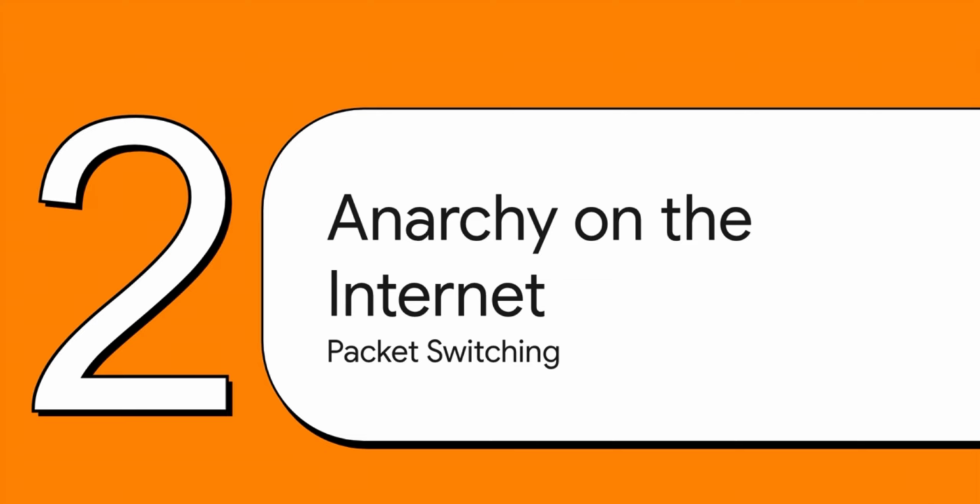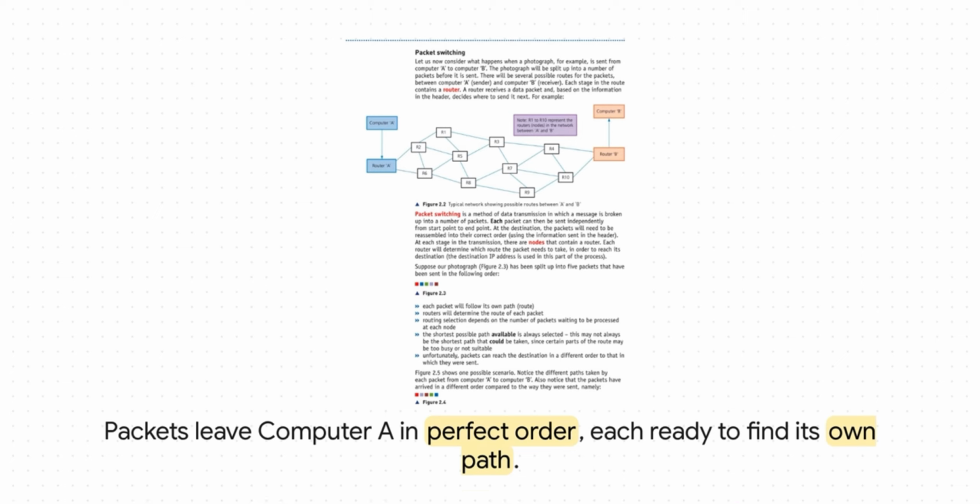All right, so our photo is now chopped up into thousands of perfectly addressed, perfectly checked little packets. And now we release them into the wild, chaotic world of the internet. So let's look at this diagram. As the packets leave your computer, let's call it computer A, they all start out in a perfectly straight, neat line. 1, 2, 3, 4, 5.